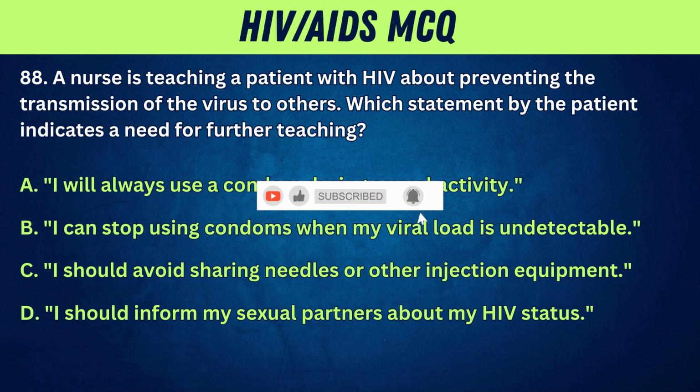88. A nurse is teaching a patient with HIV about preventing the transmission of the virus to others. Which statement by the patient indicates a need for further teaching? A. I will always use a condom during sexual activity. B. I can stop using condoms when my viral load is undetectable. C. I should avoid sharing needles or other injection equipment. D. I should inform my sexual partners about my HIV status.